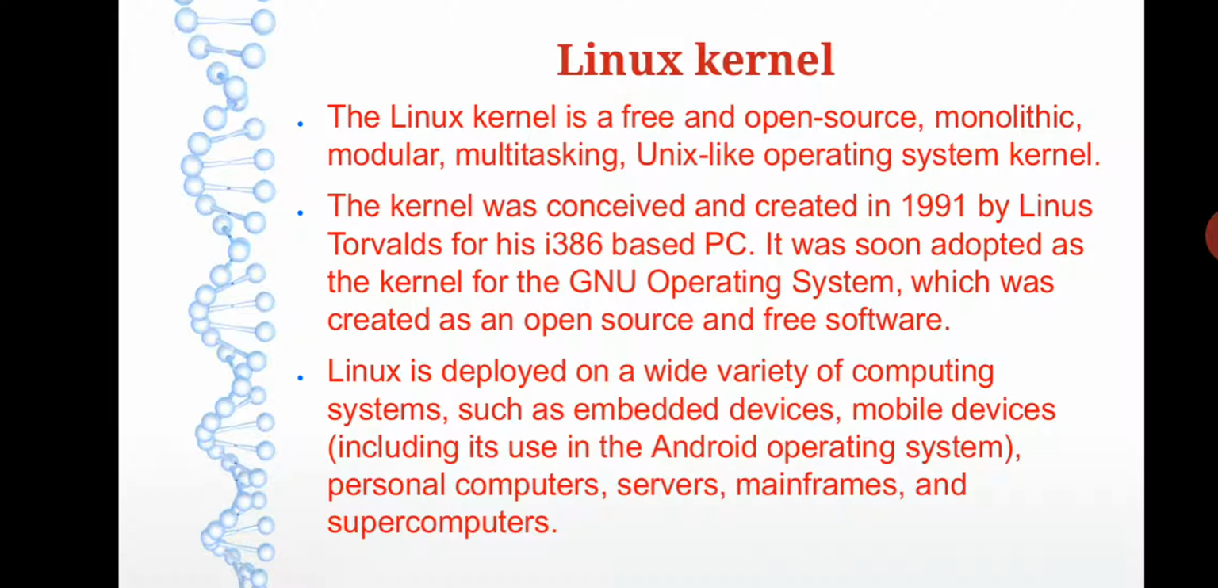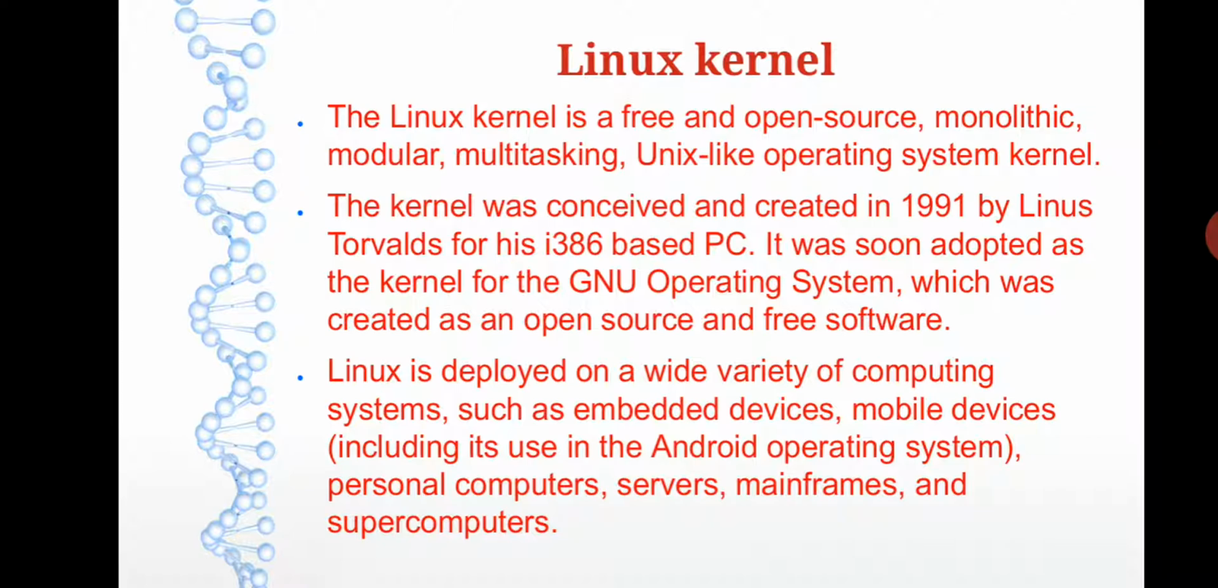The kernel was conceived and created in 1991 by Linus, again Linus has gone for it, for his i386 based PC. So he had an i386 based PC at that time in 1991. It was soon adopted as the kernel for the GNU operating system, which was created as open source and free software. That means you will have the source code on the internet. You can download it and manipulate it if you want, or you can see the source code of the operating system, which was rolled out to the public.